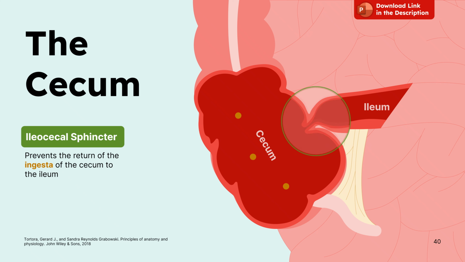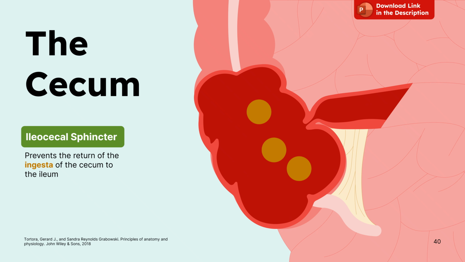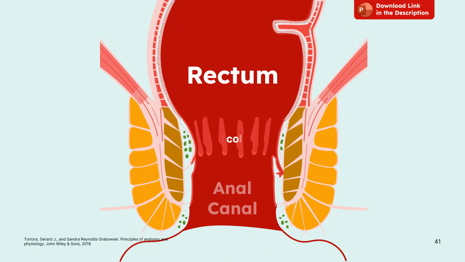This sphincter ensures one-way movement of digested food, promoting efficient processing within the large intestine and preventing contamination of the small intestine. At the end of the rectum is the anal canal, which contains two key muscular structures.